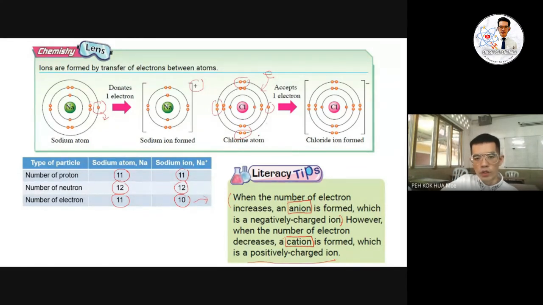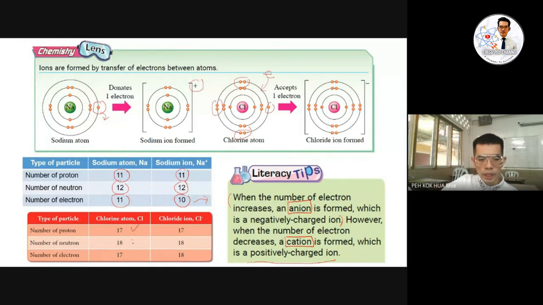For the chlorine, the proton number and the neutron number also remain the same. The change here is only the number of electrons. The chlorine gains one electron and becomes 18.